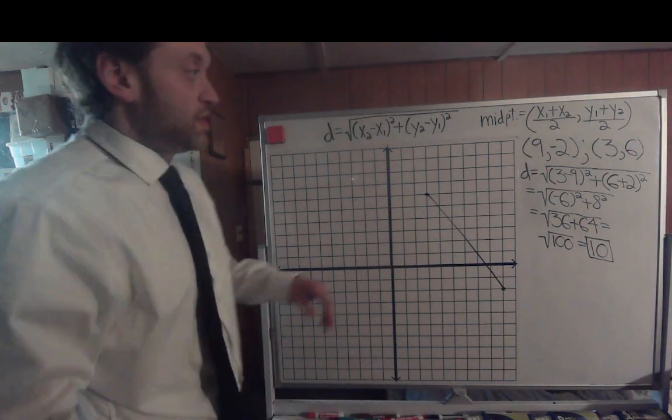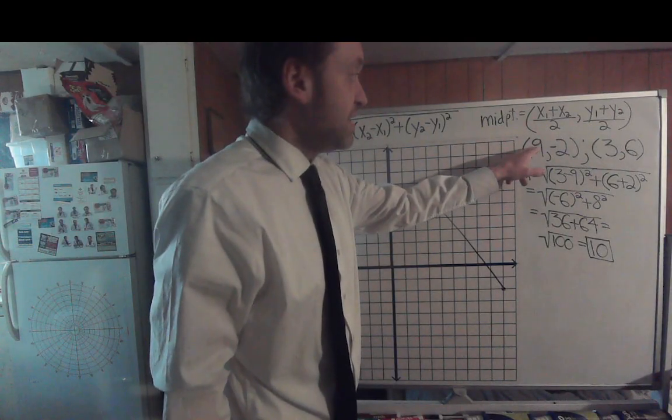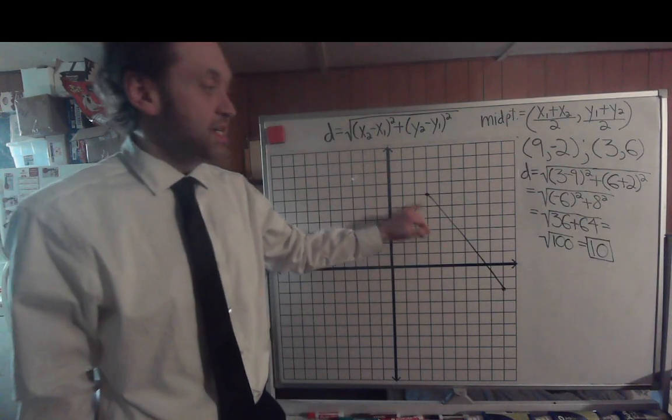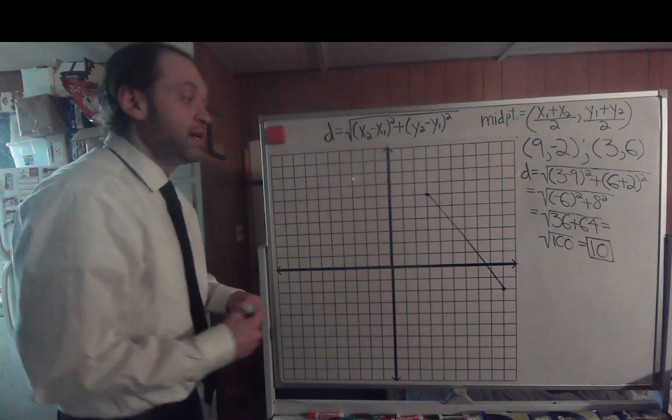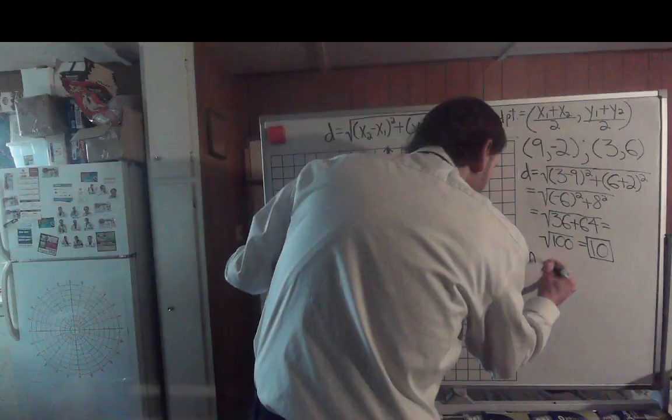So the distance between 9, negative 2 and 3, 6 is going to be 10 units, or the length of this line segment is 10 units. Now what about the midpoint of those two segments? So let's find the midpoint.